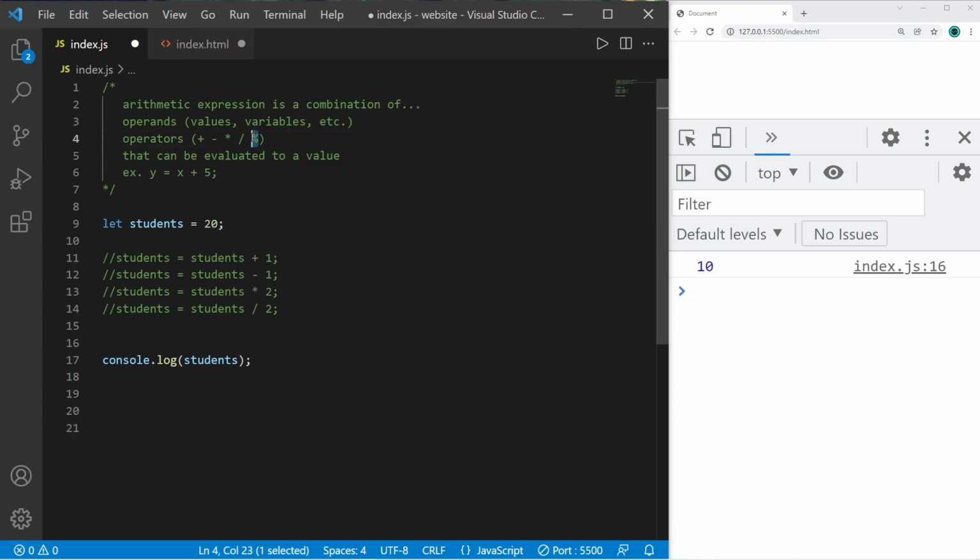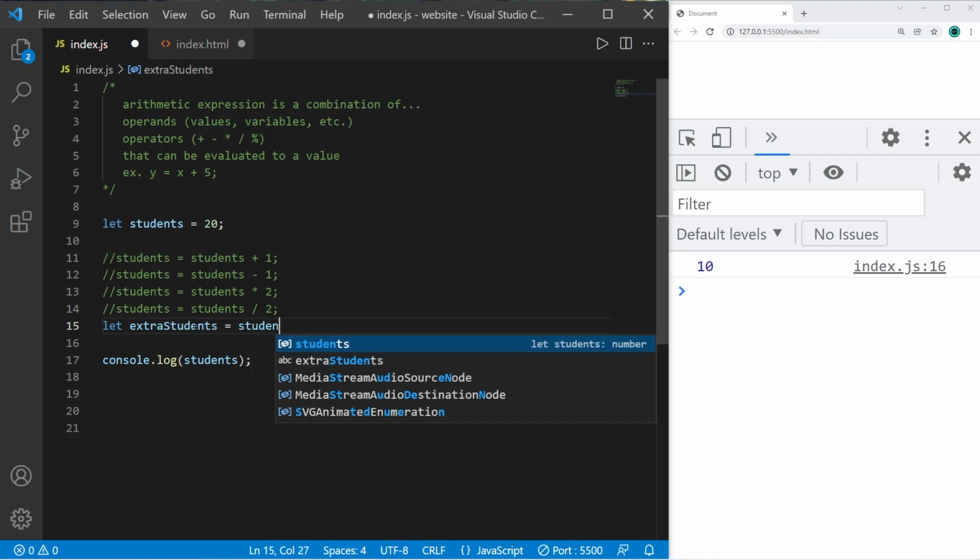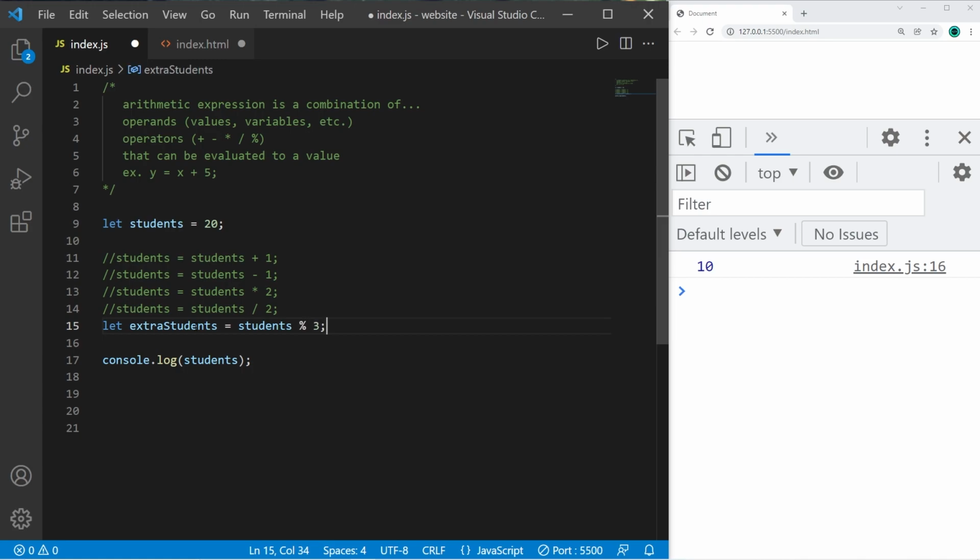Now this one's a little bit strange. We will discuss modulus. The modulus operator is a percent sign. It gives you the remainder of any division. We have a class of 20 students, and we need to divide this class into groups of 3. But 20 doesn't divide by 3 evenly. I can store the remainder within a separate variable. I'll create a new variable called extraStudents, and we will take students modulus 3.